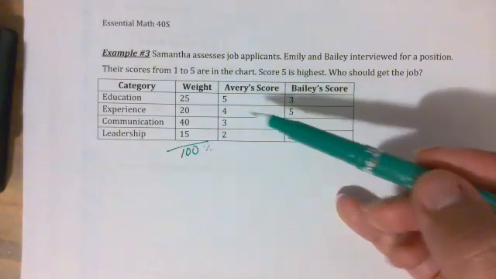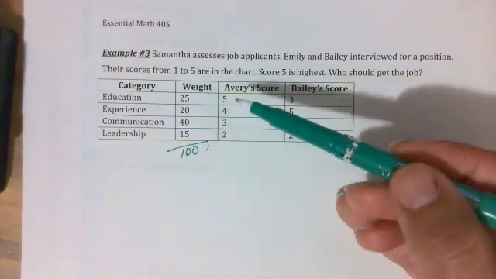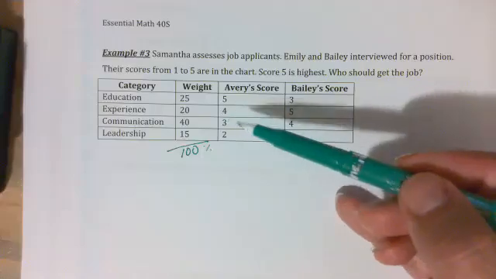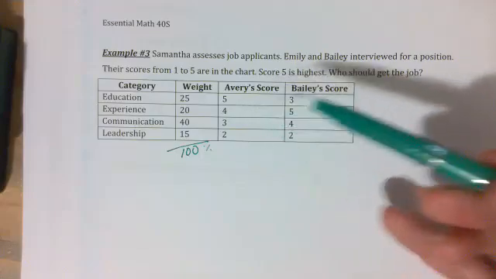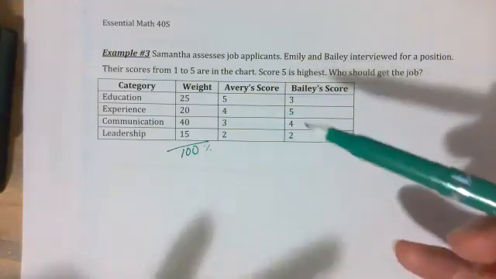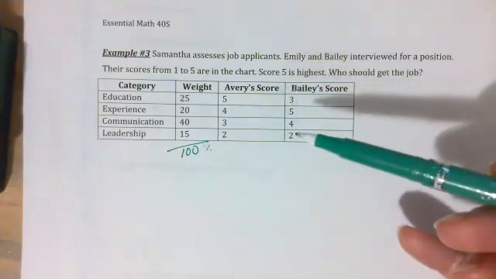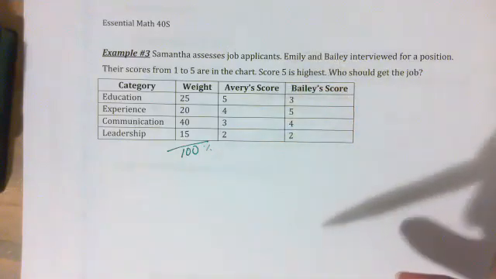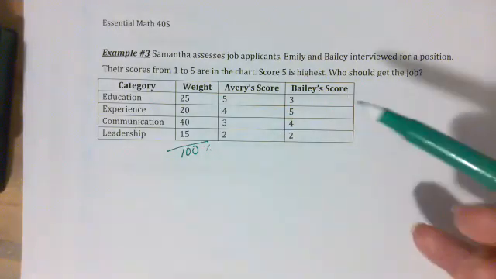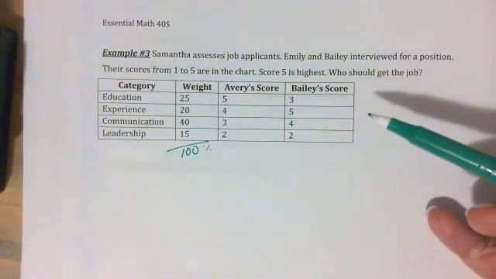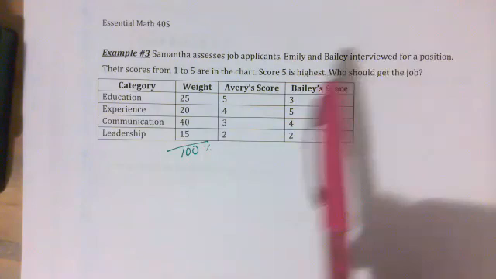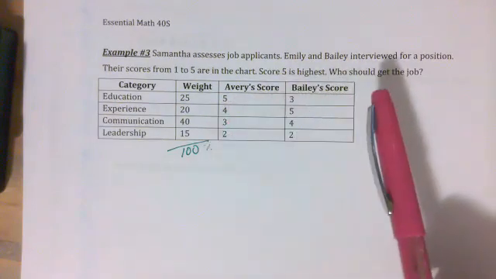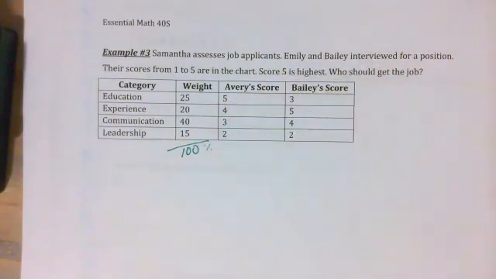So here are average scores for each of these categories. In education 5, experience 4, communication 3, leadership 2, and then Bailey scores, right? And then we don't really know which one should get the job, but we can do a weighted mean calculation and get an objective number that can help us decide, especially when you're in HR, like in a human resource department, and you make the hiring, maybe you liked both Avery and Bailey's personalities and you just can't decide which one should get the job, right? And then a number like this can help you.